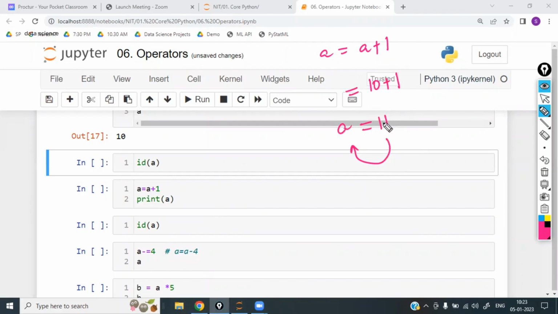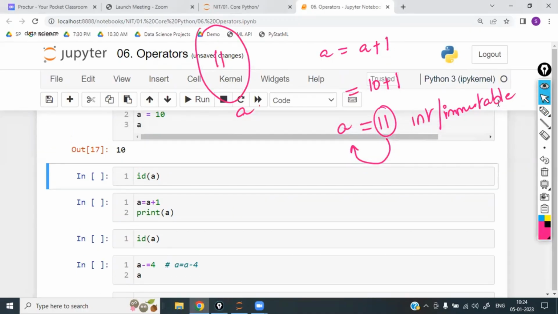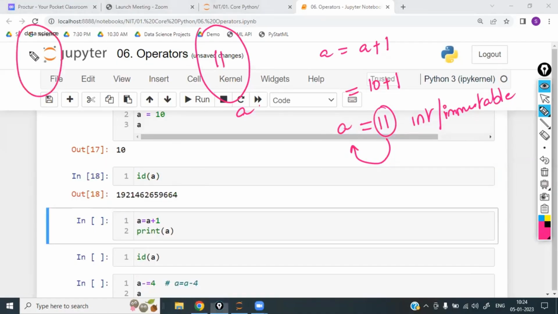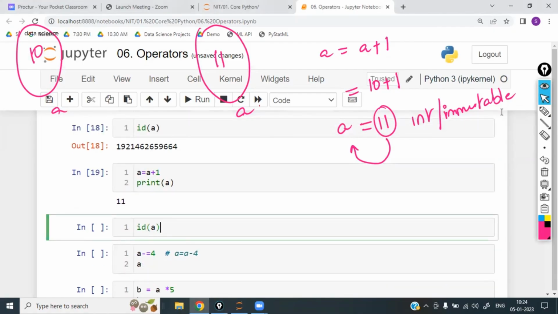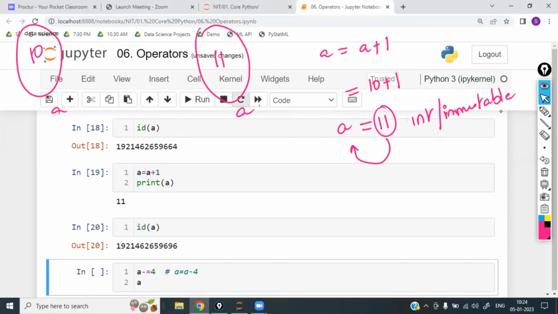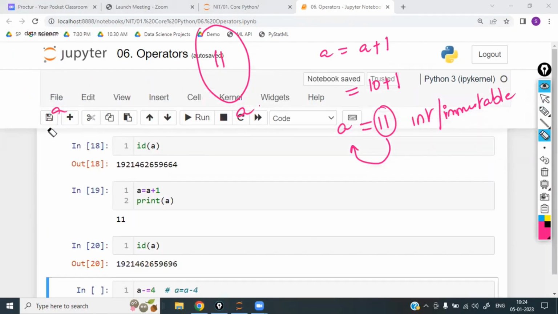Now, since this 11 is an int value, which is immutable, it is going to create a new object of 11 with A. It is not going to replace the old object. If you want, you can check. A is equal to 10 and print A gives 10. ID of A gives you some ID. Then when you ask A is equal to A plus 1, that is 11. Now if you check the ID of A, it is an entirely new object, and the old object is automatically deleted.